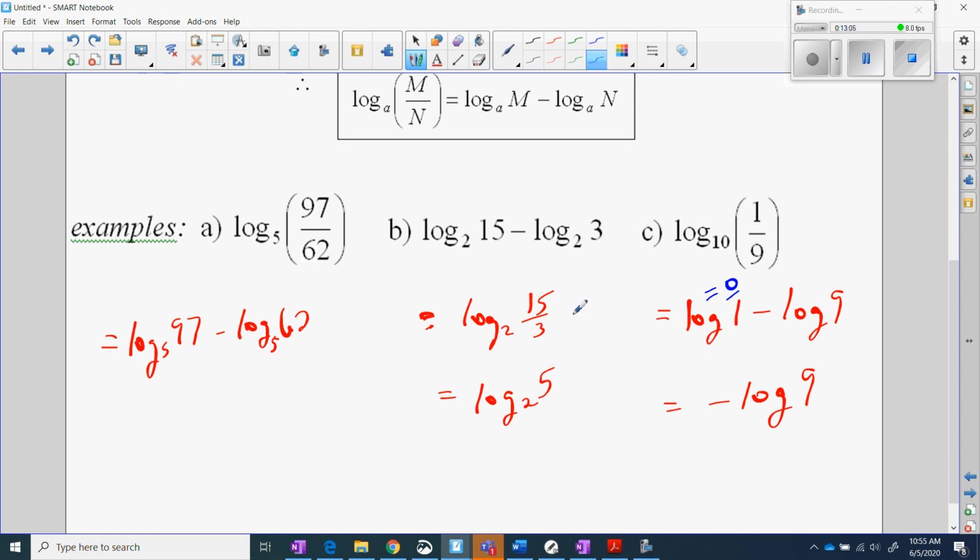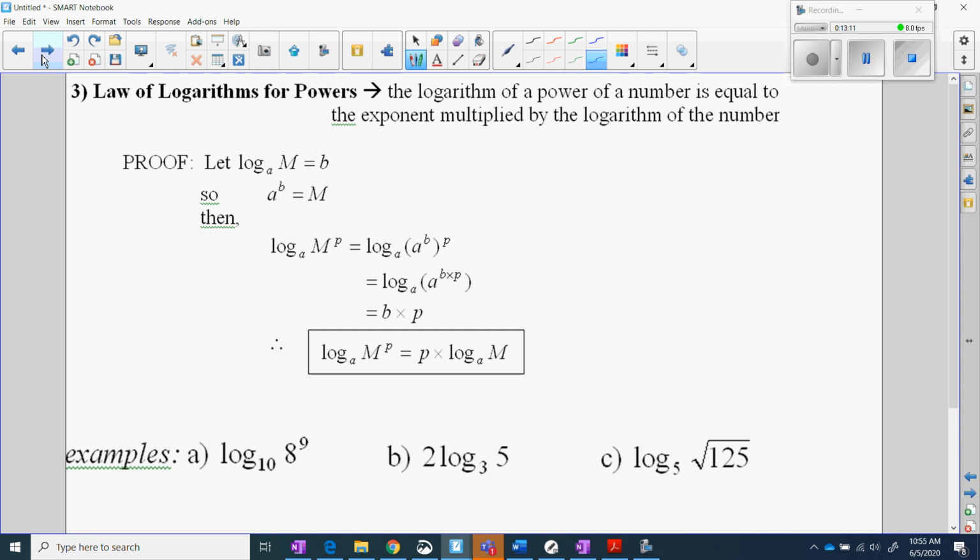Okay, so that's the quotient law of logarithms. There's one more. It's called the power law. Just like it, again, parallels exponent laws almost to a T. Here's your formal proof of it, which, again, models the same format we used for the first example.